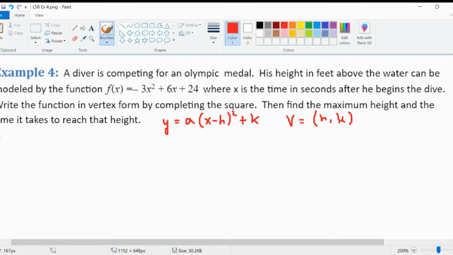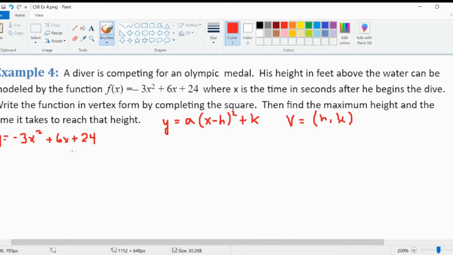As we look at this problem right now, f of x, I am going to rewrite as y. That's just your output variable. So y is equal to negative 3x squared plus 6x plus 24. As it stands right now, we have a negative 3 in front of our x squared, which means our a term is not 1. And then we also have this 24 that we will work with.